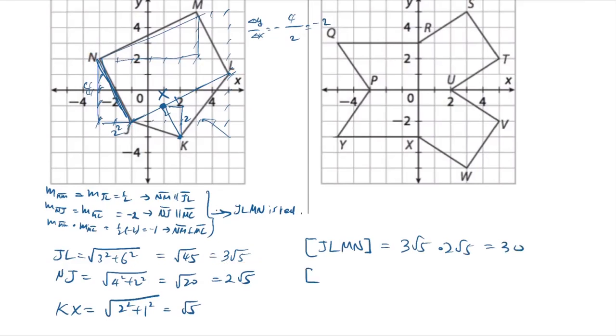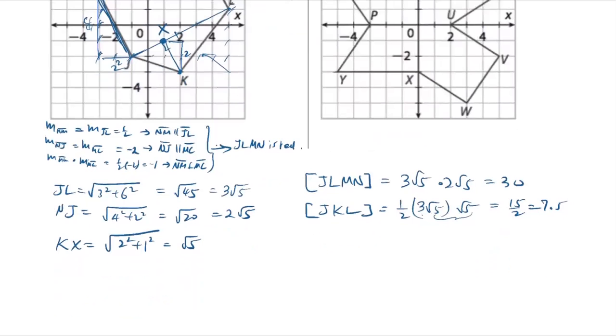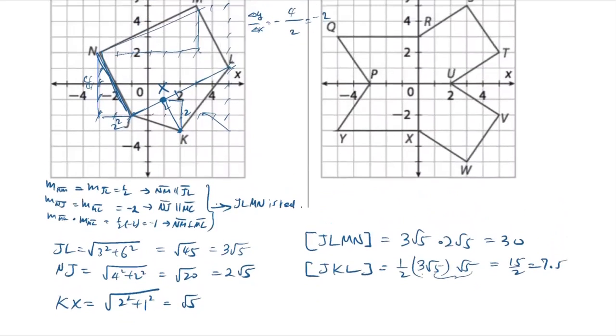And the triangle is JKL. Oh, by the way, I'll be moving this down here soon, so don't copy me exactly. So 1/2 the base. Base is this one, JL, which is 3 root 5, times the height, we found it to be root 5. So this part gives you 5 times 3 is 15. It's 15 over 2, which is 7.5. Therefore, so the area, what's that shape?